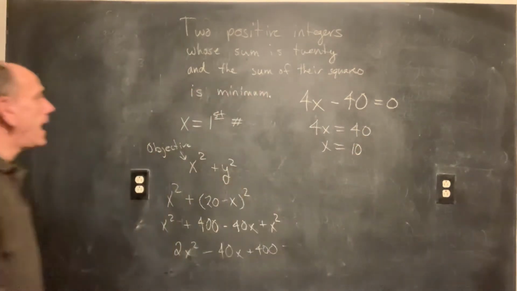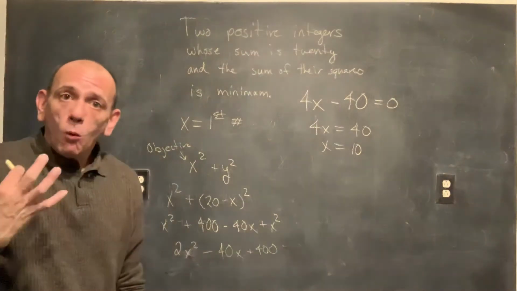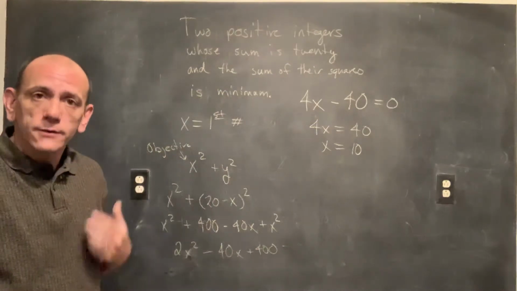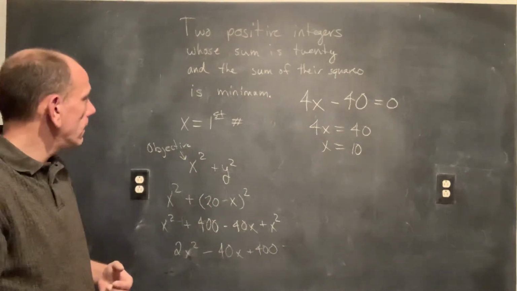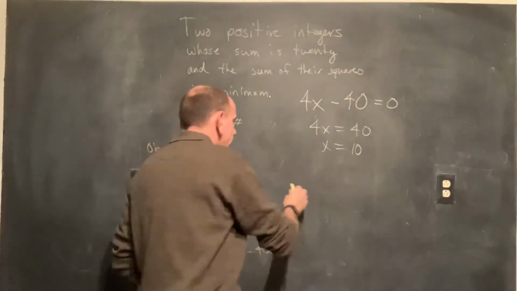So there's our derivative. Set that equal to 0, and now life is easy. Okay, x is 10. Now, we've got one of our positive integers that fits our constraints. It is an integer and it is positive. So we got to go back and find the other one. But we had a solution already.